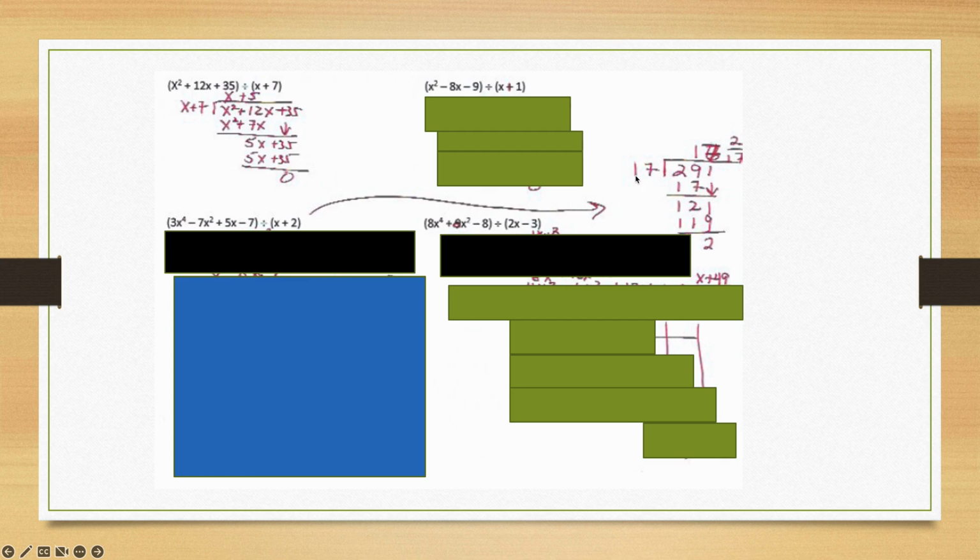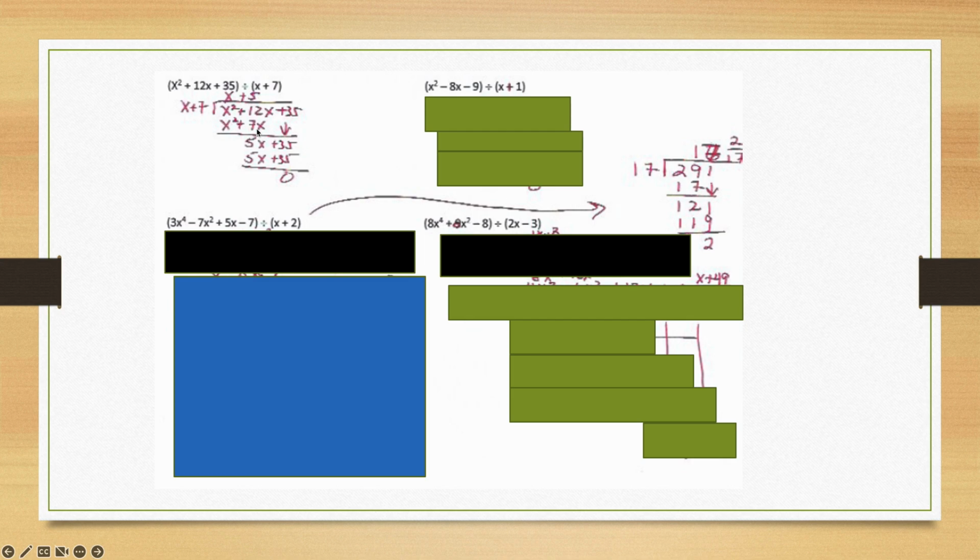I'm kind of not paying attention to the whole 17, but I'm saying, well, that's about 20. So let's see how that works. In here, I'm going to focus on the x's. So x times what would get me x squared? Well, x times x. So the first part of the answer has to be the x. And when I distribute, just like over here, I did the 17 times 1 and made 17. Over here, I'm going to do the x plus 7 times x, and I get x squared plus 7x.